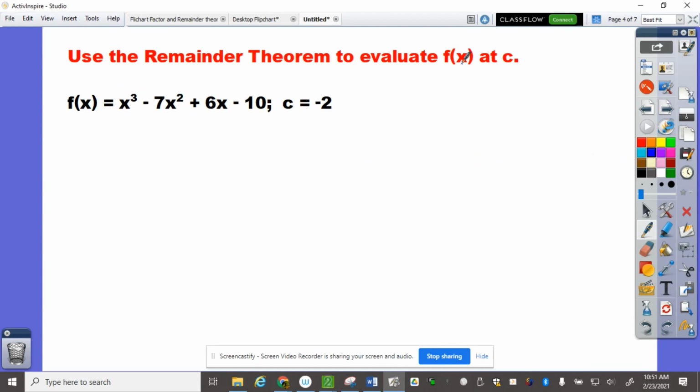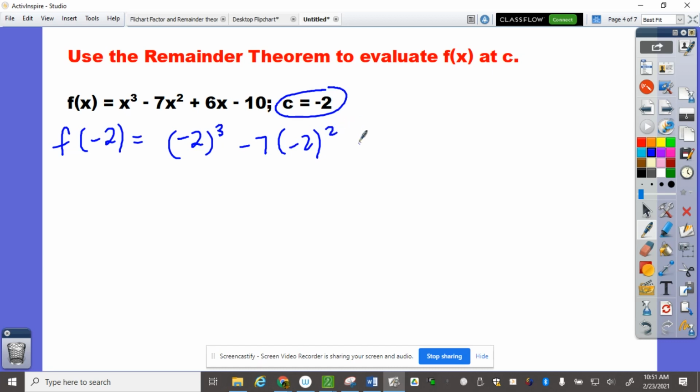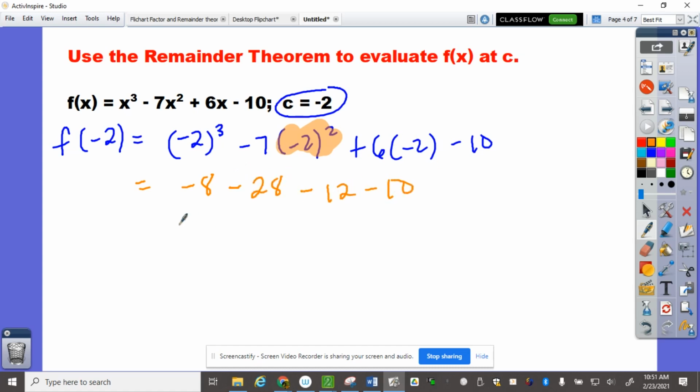Let's apply the remainder theorem here. Use the remainder theorem to evaluate f of x at c. The value of c here is negative 2. So f of negative 2 is going to be negative 2 to the third power minus 7 times negative 2 squared plus 6 times negative 2 minus 10. Negative 2 to the third power is negative 8. Remember, guys, you're going to square it first here. Negative 2 squared is positive 4 times negative 7 is negative 28. 6 times negative 2 is negative 12, minus 10. That will give us negative 8 minus 28 is negative 36, minus 22, so f of negative 2 is negative 58.